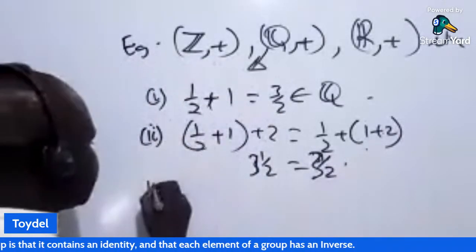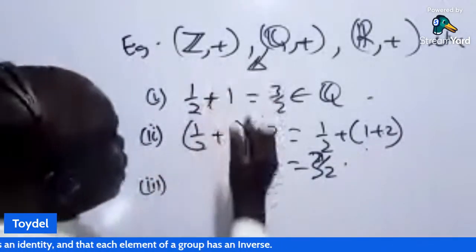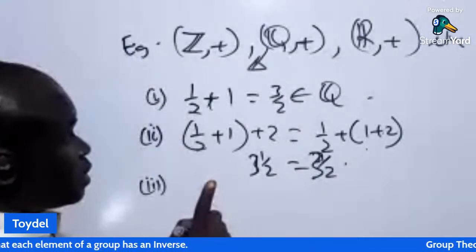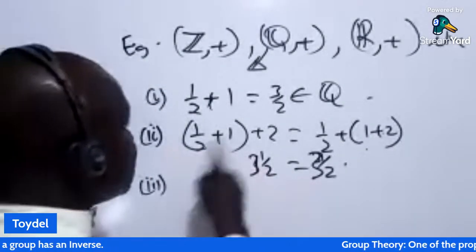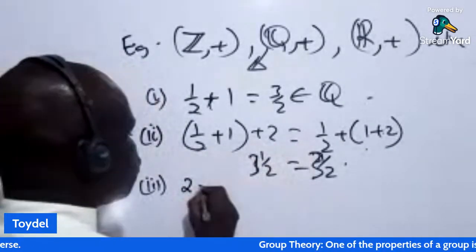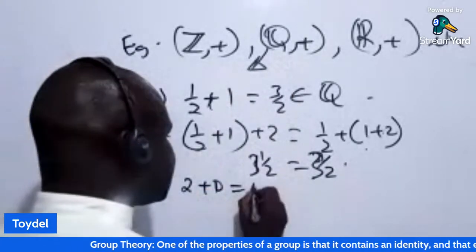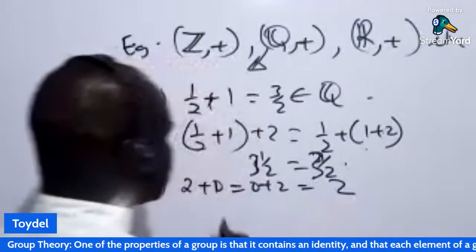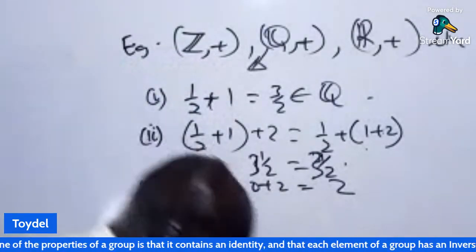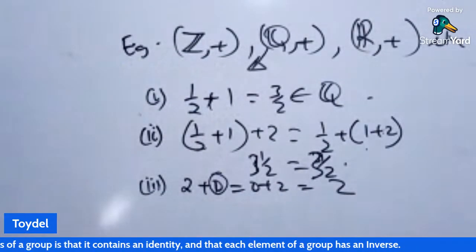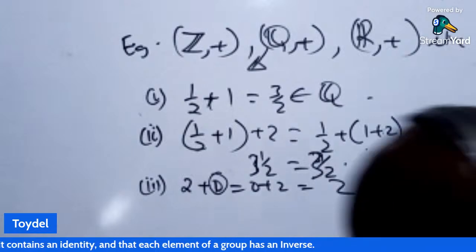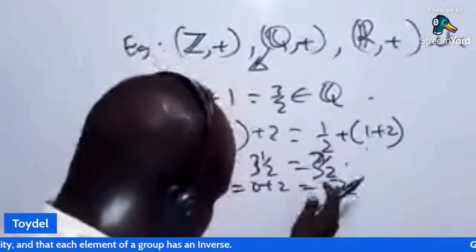Then the third one is the identity element under addition. Let's say we pick 2. The identity element is 0 under addition. 2 plus 0, is it the same thing as 0 plus 2? It gives us 2. It shows that 0 is the neutral element or identity element under addition, and we have been able to show that.